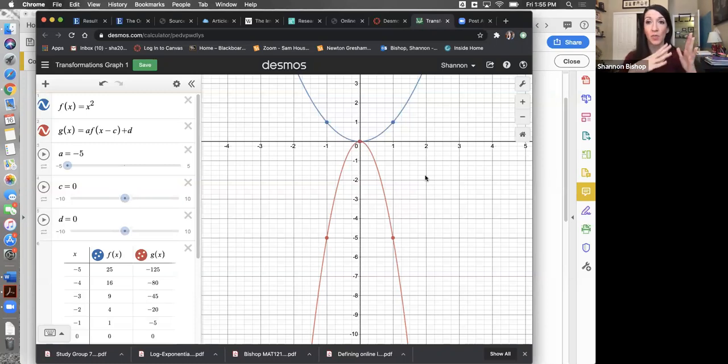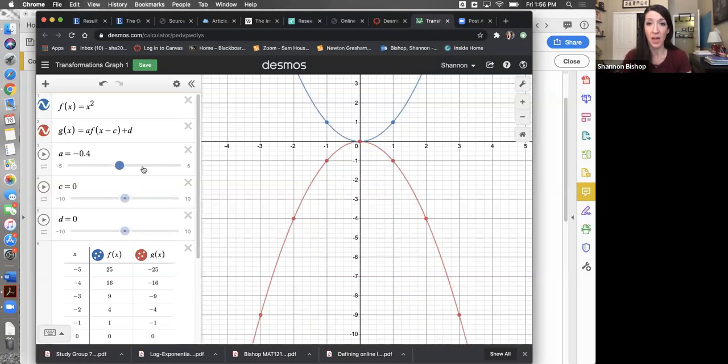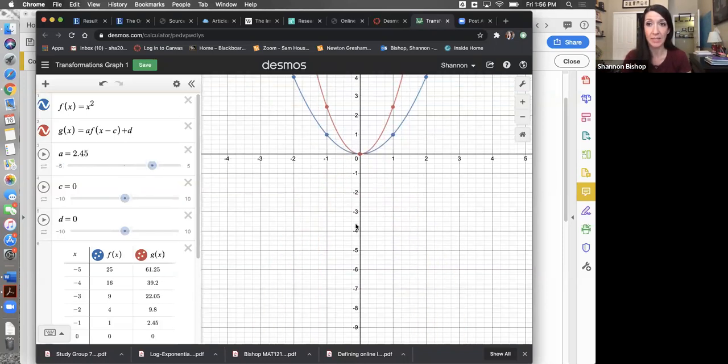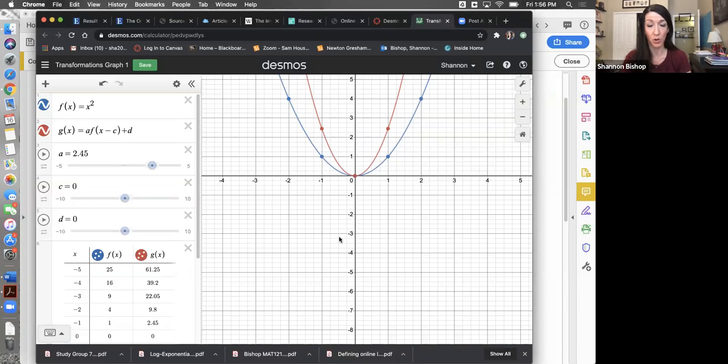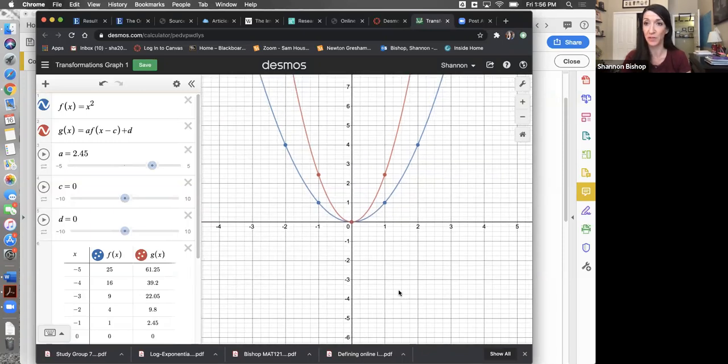But nonetheless, the whole stretching and compressing thing happens both in the positive realm and also in the upside down or negative realm. So again, hopefully that was one of the observations that you saw. So that's your A value. And then your C and D, hopefully you observed, were your shifters.